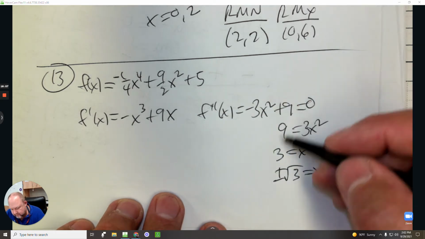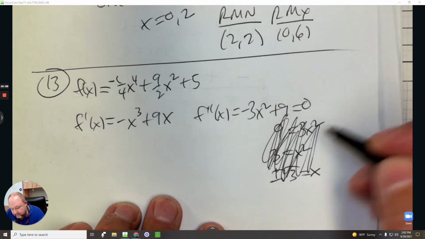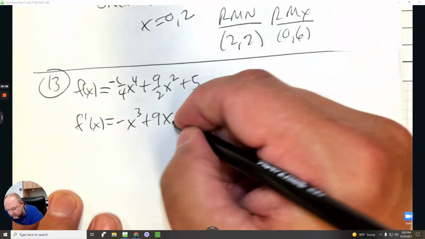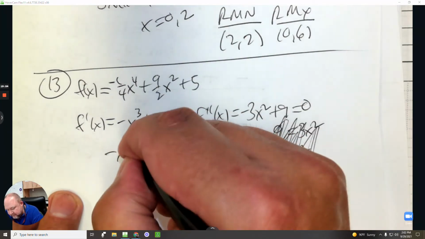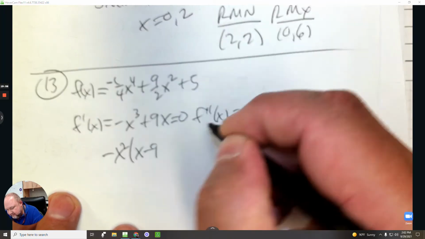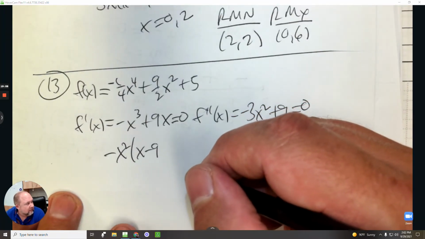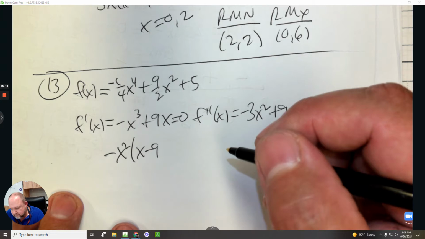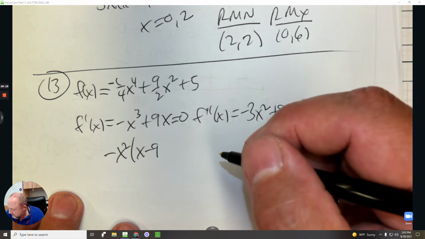Oh, I didn't want to do this part. Let's try this again. I need this, but not this part. This is what you make equal to 0. So factor out a negative x squared. Nine over 2.